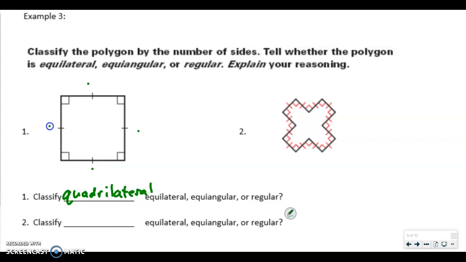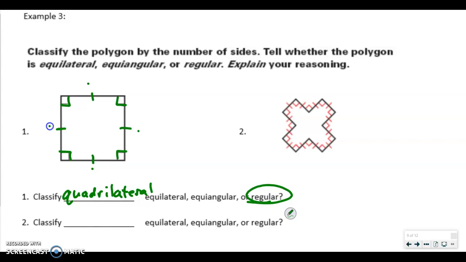And then we need to tell whether it's equilateral, equiangular, or regular. So remember, equilateral is all sides are congruent. So we see 1 side, 2 sides, 3 sides, 4 sides, all congruent with one another. So it is equilateral at least. Then equiangular is if all angles, so we have 1, 2, 3, 4 angles, 4 right angles, those are all equiangular. So if they're both, we know it's regular. That is a regular polygon.